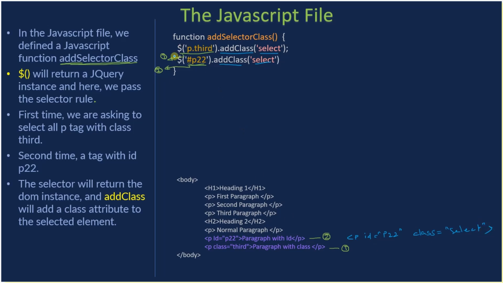So this one line of statement does this, right? It picks the element, then adds a class attribute to that element, class equal to select. Finally, this is the JavaScript function we defined, right?